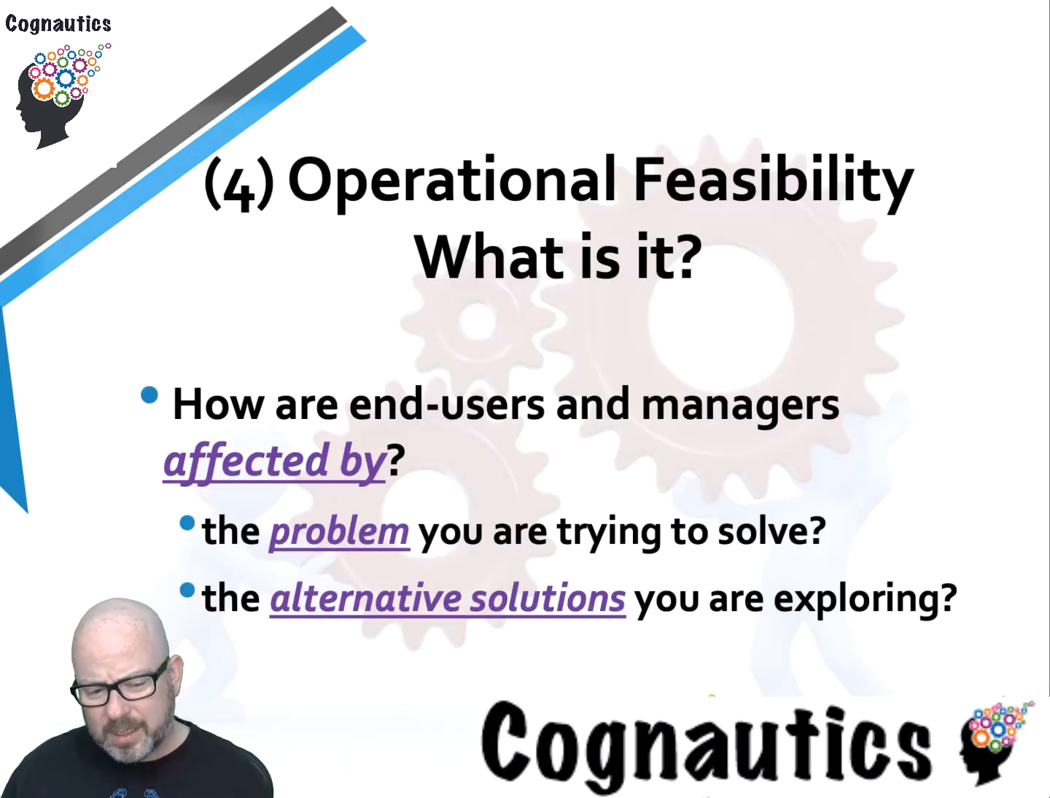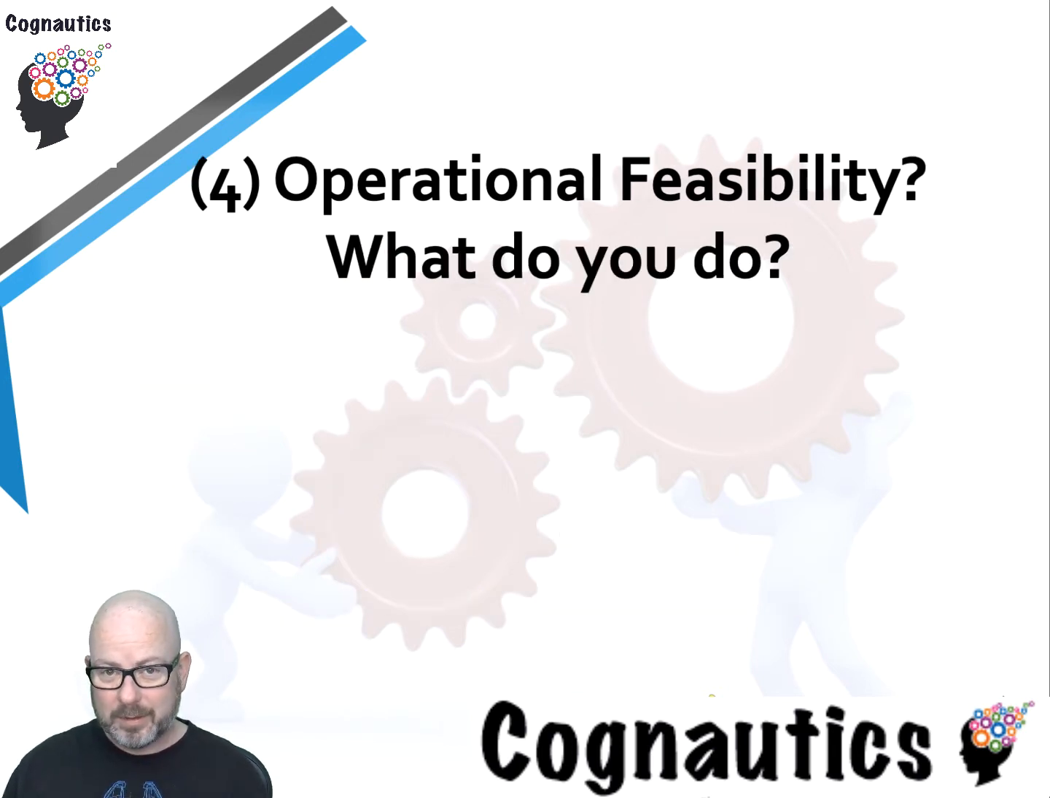Getting into more detail, how are the end users and the managers, the client, and the end users being the students in this case, how are they affected by the problem that you are trying to solve and by the solutions that you have come up with and the alternative solutions that you've come up with? I keep mentioning alternative solutions because you need to have more than one solution. That is there in the criteria. Without more than one solution, you will not pass this MTask.